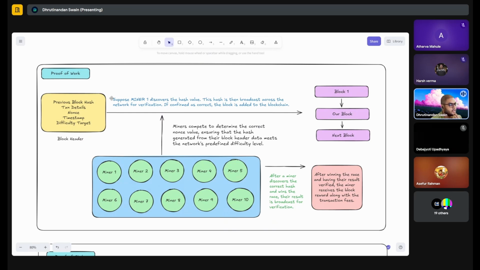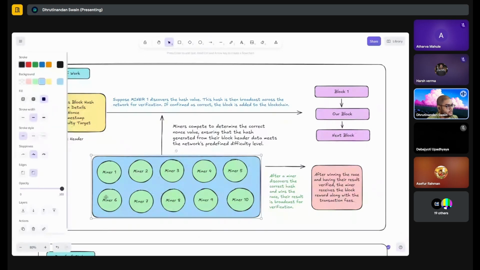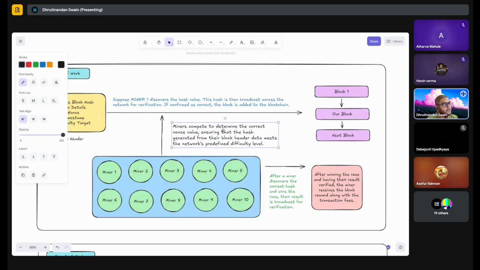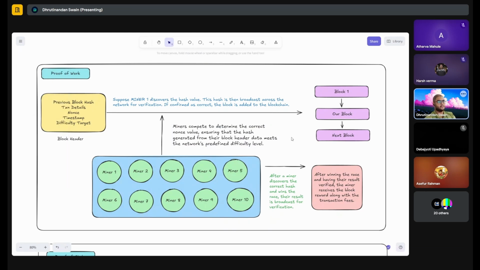So, understand from this diagram, here is a group of miners from 1 to 10. Miners compete to determine the correct nonce value, ensuring that the hash generated from their block header data meets the network's predefined difficulty level. So, in simple terms, miners compete in a race to find the correct value of the nonce and the hash among each other. The one who finds the correct hash first, in the shortest amount of time, wins the race. So, let's suppose miner one discovers the hash value.